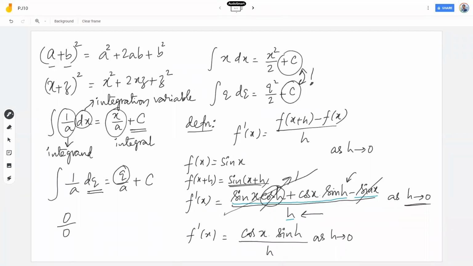0 by 0 division is indeterminate. There are some indeterminate forms, I mean, there is some name for that. You may not be able to judge what exactly is 0 by 0.